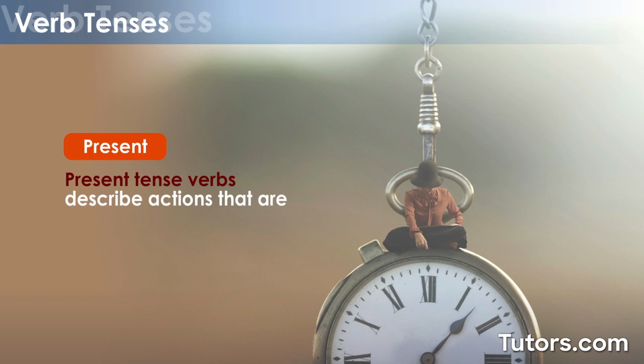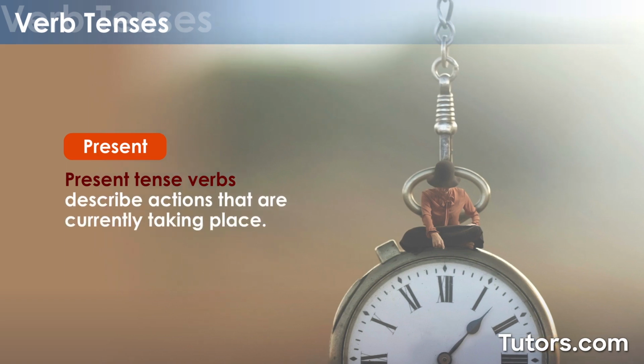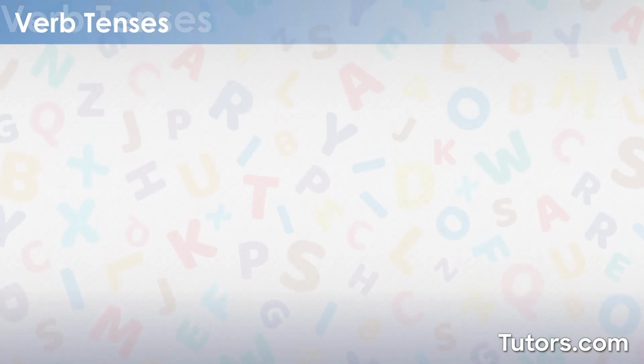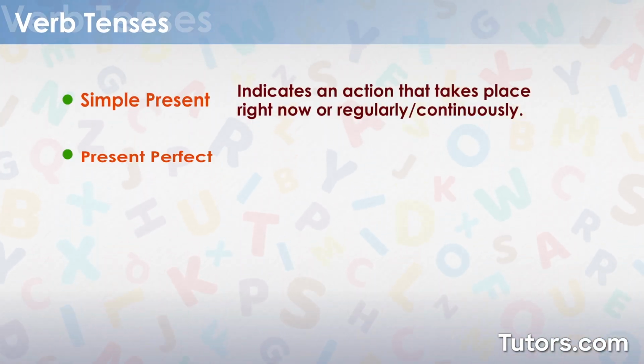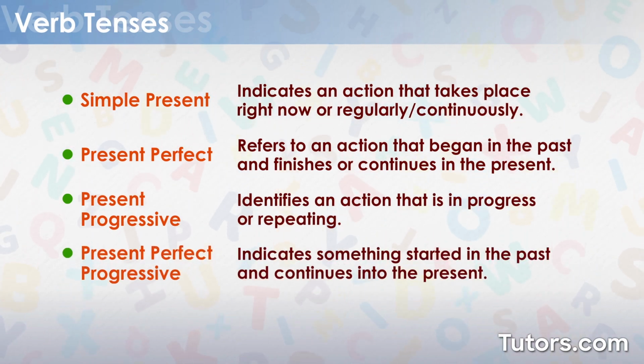Present tense verbs describe actions that are taking place right now. Like past tense verbs, present tense verbs can be in simple present, present perfect, present progressive, or present perfect progressive tenses.